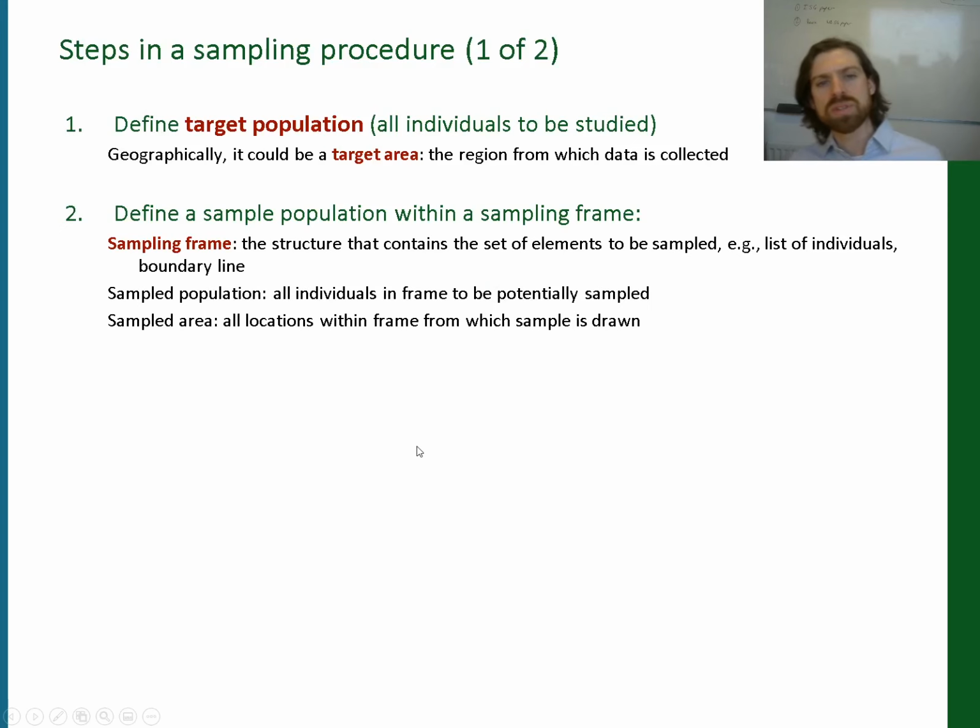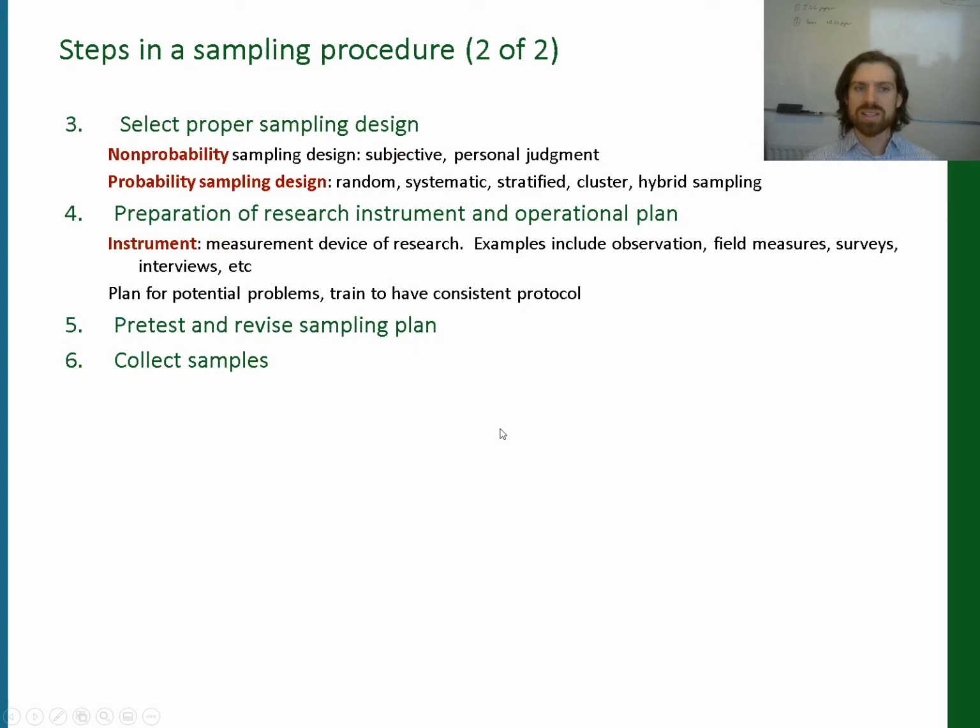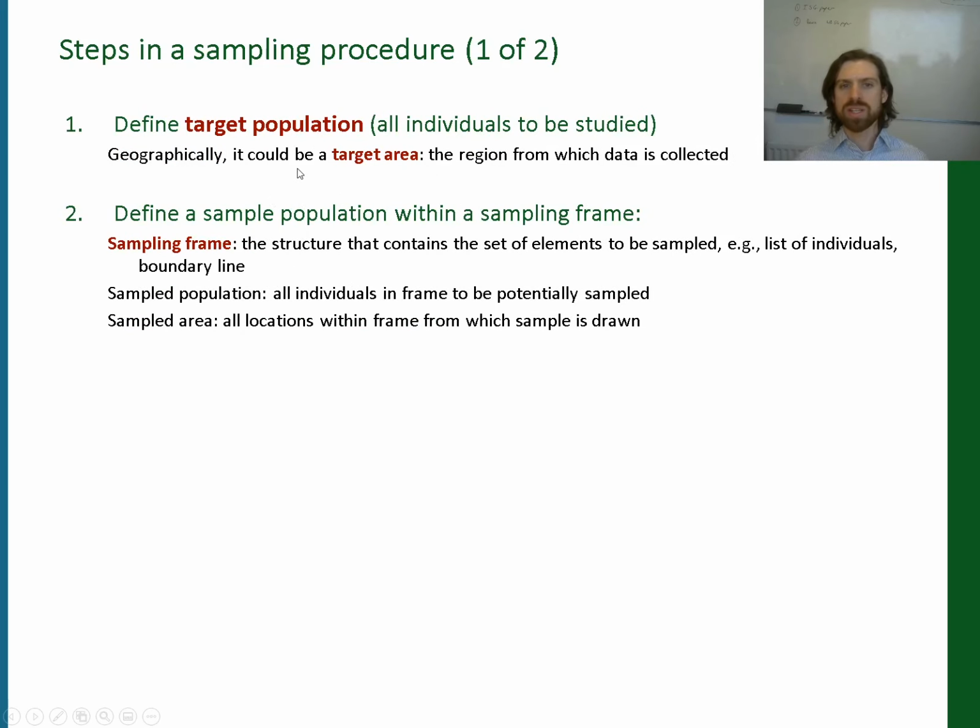So the steps in the sampling procedure, there are up to 6 that I state here. Firstly, we need to define a target population. That's all the individuals which we wish to study. If I go back to the example which I gave before, if we're going to sample households or businesses in the city of Fairfax, then that is our target population. We can effectively draw a boundary for the city of Fairfax which captures all of those entities in one place.